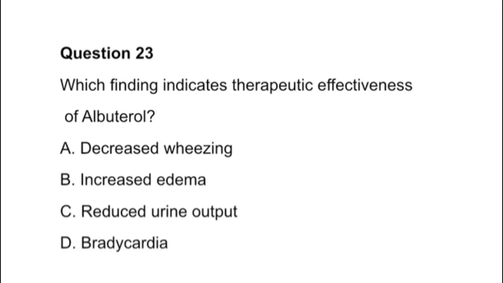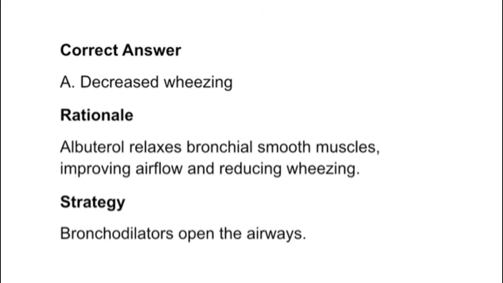Question 23. Which finding indicates therapeutic effectiveness of albuterol? A. Decreased wheezing. B. Increased edema. C. Reduced urine output. D. Bradycardia. Correct answer: A. Decreased wheezing. Rationale: Albuterol relaxes bronchial smooth muscles, improving airflow and reducing wheezing. Strategy: Bronchodilators open the airways.